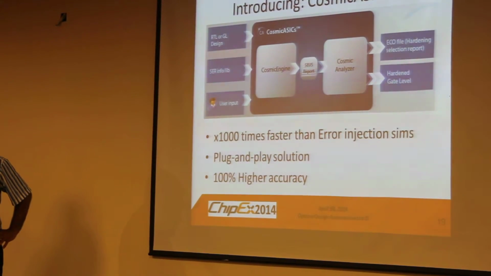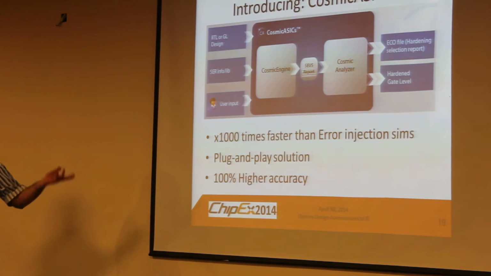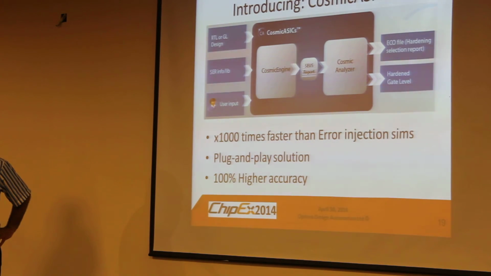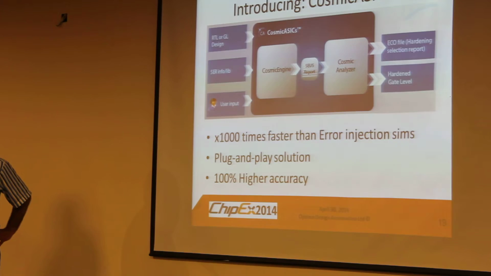Then this goes into Cosmic Analyzer, where you make your trade-off decisions. You choose between higher reliability, lower reliability, you want to pay more silicon, and so on. Once you make your decisions, we will generate an ECO file, which will tell the backend which flops should be hardened and which should not. This process is at least 1,000 times faster than simulation. That's what we have so far. It's a plug-and-play solution that doesn't need a lot of work from the user. And maybe 100% accuracy is too much, but it's much more accurate than the current methods.